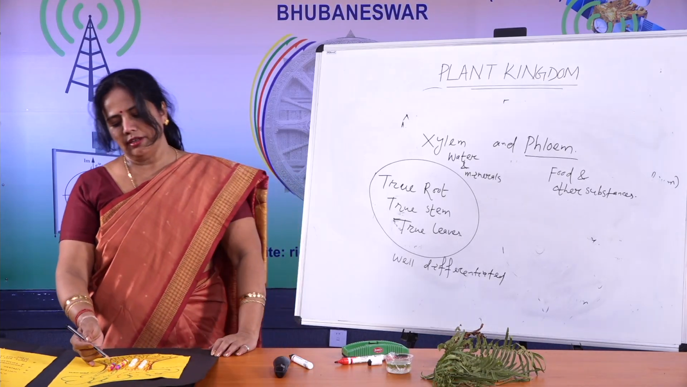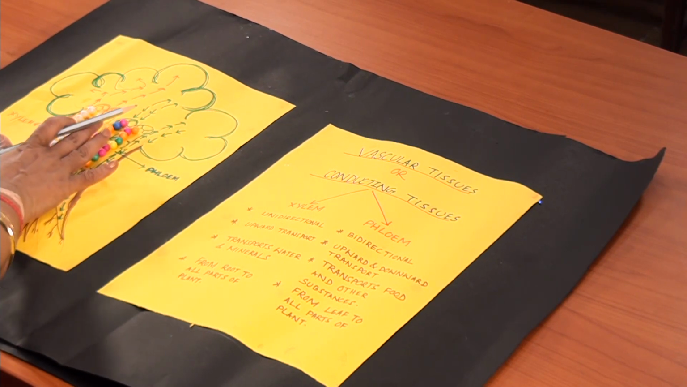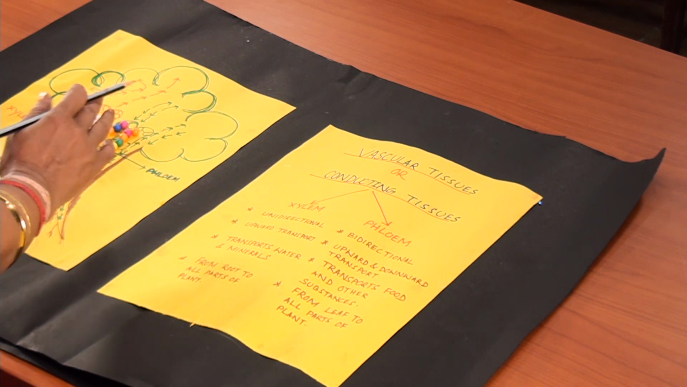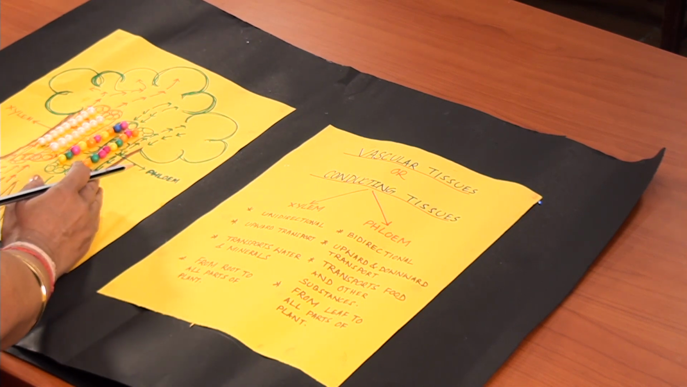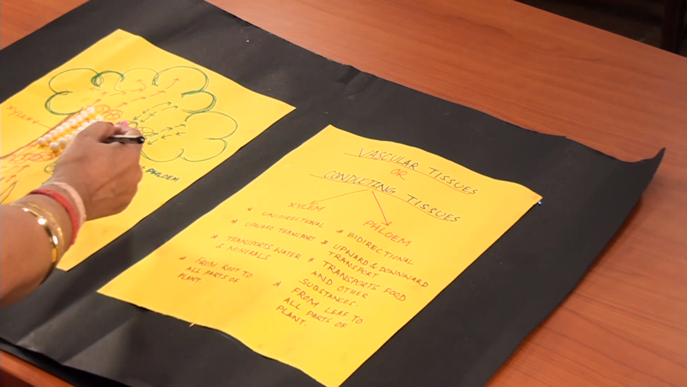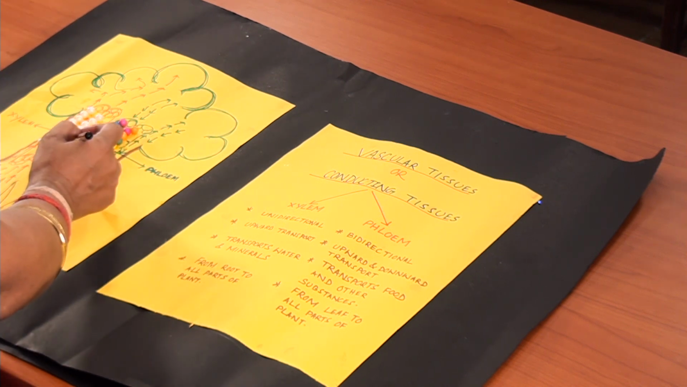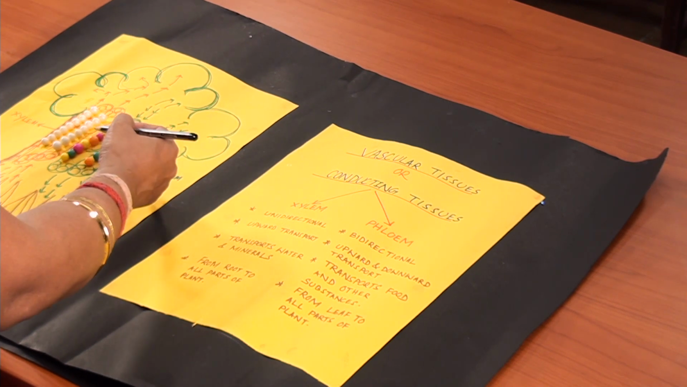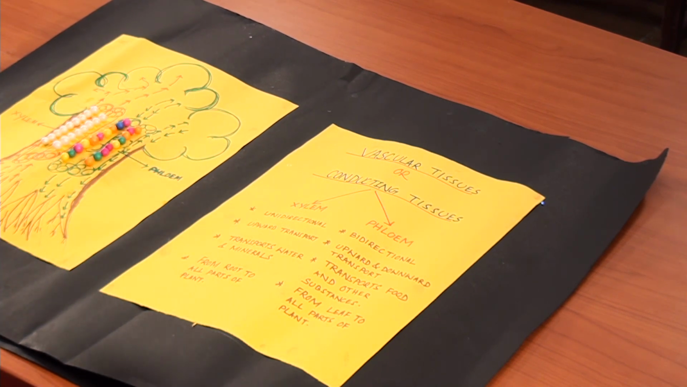Now you see here, phloem is also present in the stem, the root and the leaf. What is the function? They are transporting carbohydrates, fats, proteins, nutrients and amino acids like that. Got it? So here you see I have given different color balls. Why? Because different types of substances are transported through phloem.